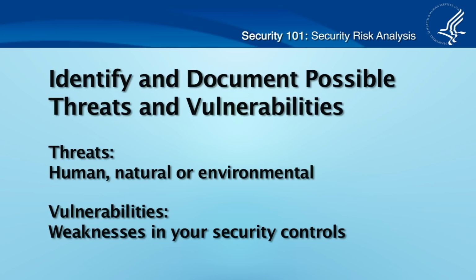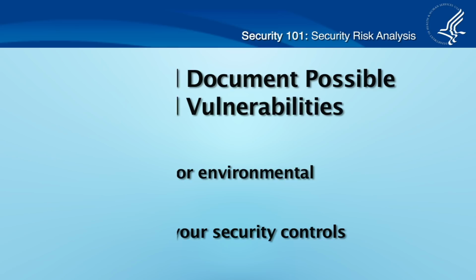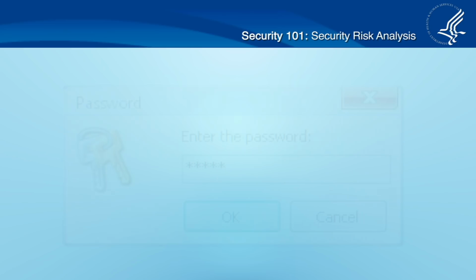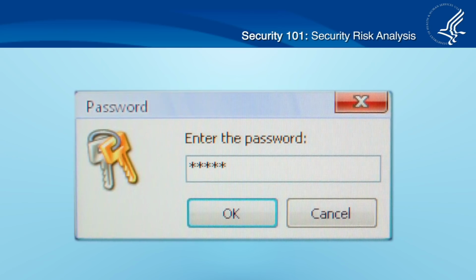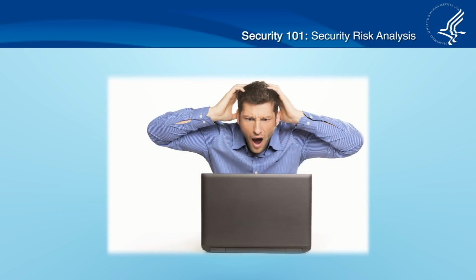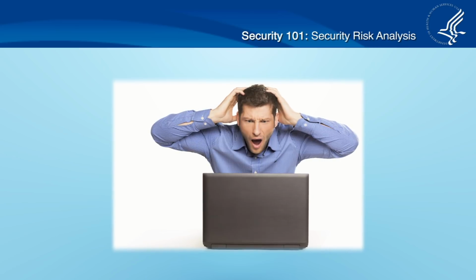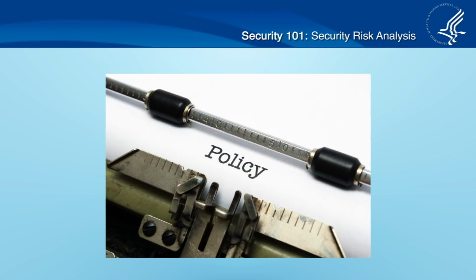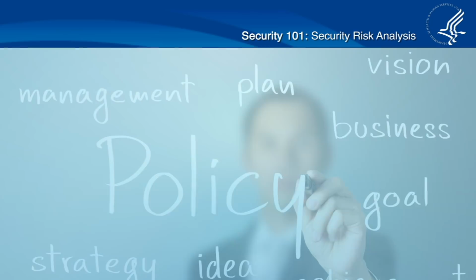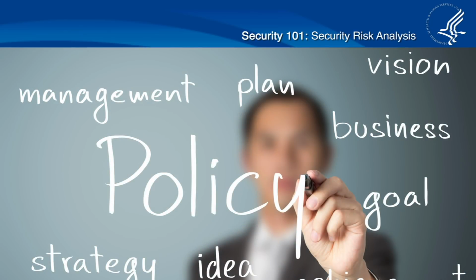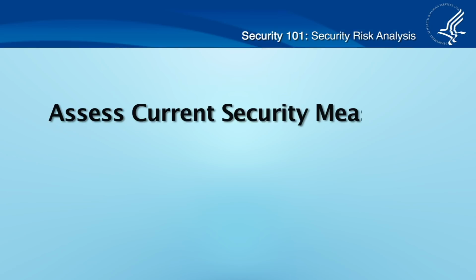Vulnerabilities are weaknesses in your security controls, which could potentially cause a security incident. For example, unencrypted laptops may allow an unauthorized person to access EPHI. Other vulnerabilities can be inconsistently carrying out policies or procedures that are in place, or, worse, not having anything in place to safeguard physical access to computer workstations that handle EPHI. Next, you will assess your current security measures to safeguard EPHI.